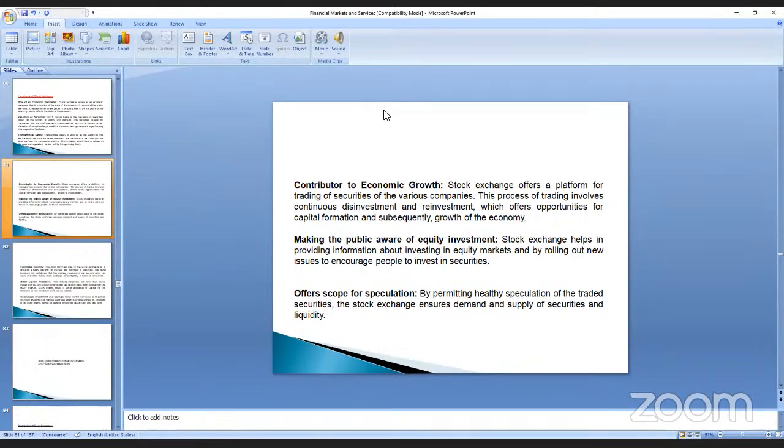So the stock market is also very useful for the formation, development and growth of the country. It is a place where you invest a certain amount for your future benefits, and it makes the public aware of equity investment. The equity market encourages people to invest in securities and offers scope for healthy speculation of traded securities. The stock exchange also ensures the demand and supply for securities.